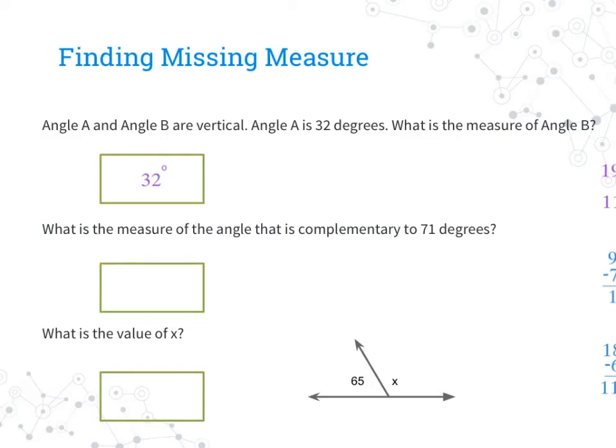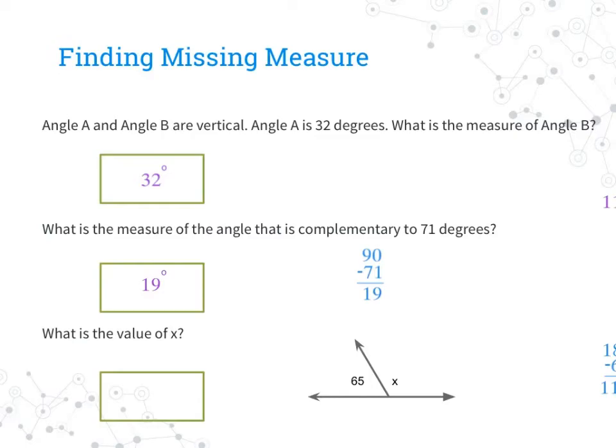Then it says, what is the measure of the angle that is complementary to 71 degrees? So again, I have to remember my angle relationships, so I know that complementary means two angles that add up to be 90 degrees. So I am going to have to do some math here, because I've got 90 and they gave me 71, so I'm going to subtract 71 from 90, and when I do that, 90 minus 71 is 19, so I know that my answer is 19 degrees.